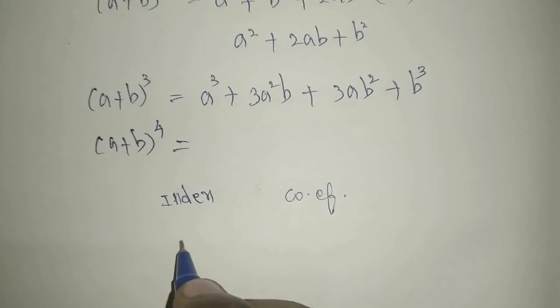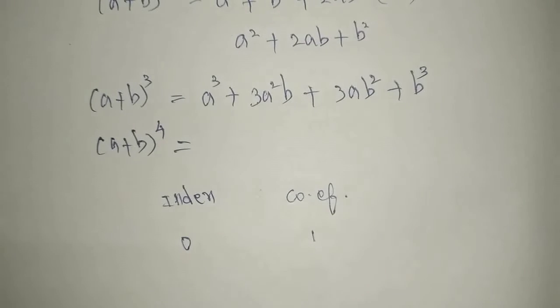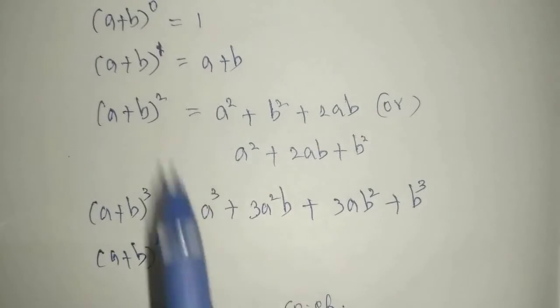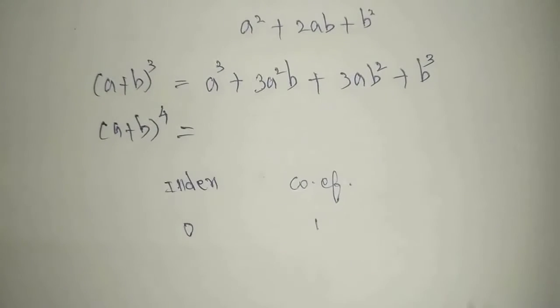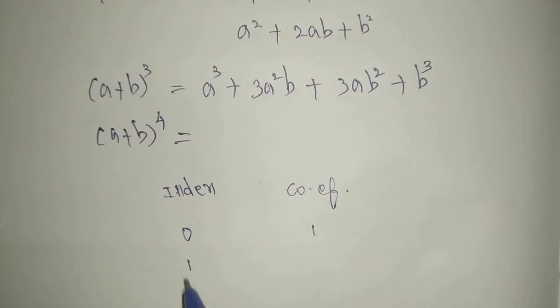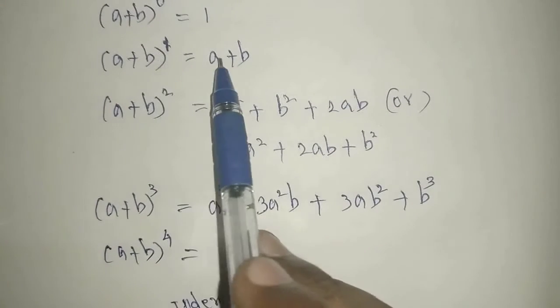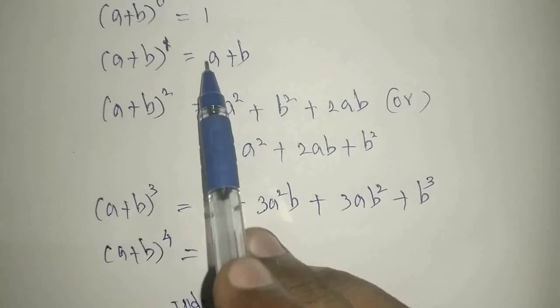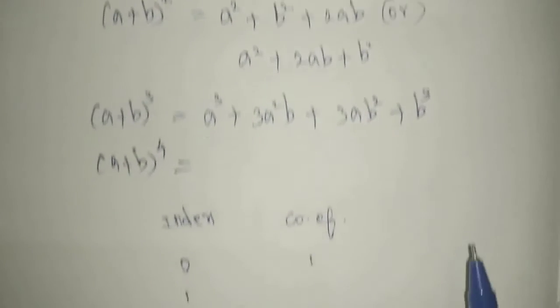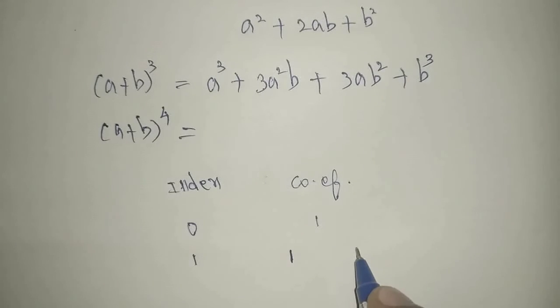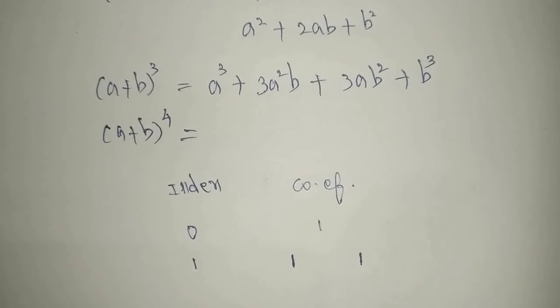Now we'll see. First, index 0 I'm giving. Now what I'm getting? 1, because anything power 0 we got 1. So 1 only you will get here. Suppose I'm giving index 1, meaning the power is 1, I'm getting 2 terms, coefficient of a is 1, b also 1, so here we are getting 1 and here also 1. Understand? Now the index, suppose I'm giving 2.